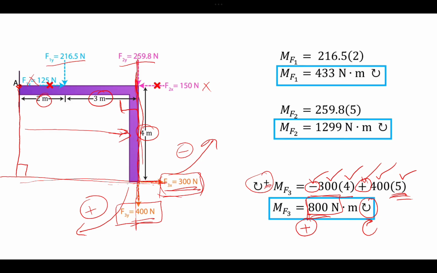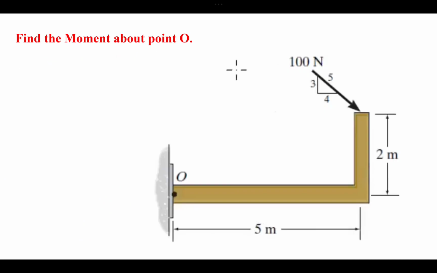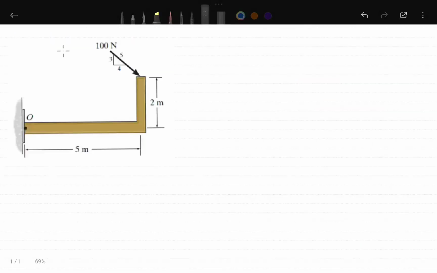All right, so we have solved this problem, and now we know how to calculate the moments. Let's have a look at this problem where we have to find the moment about point O. We have a force applied here as 100 Newton. Again, the first step would be to split it. Now let's solve this problem.